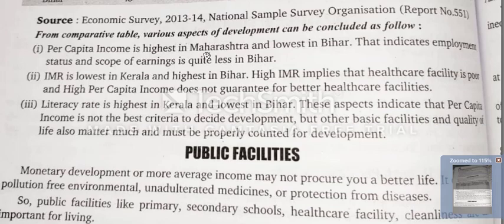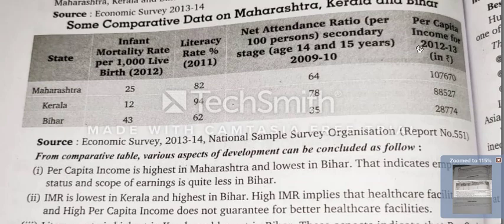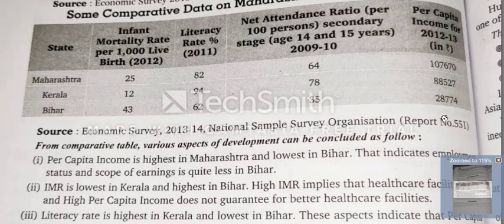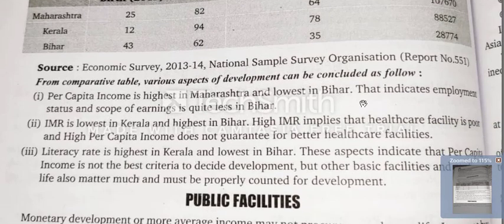Per capita income is highest in Maharashtra and lowest in Bihar. Here you will see per capita income in Maharashtra is highest, 1 lakh 7,670, while in Bihar it is 28,774. Clear? That indicates employment status and scope of earning is quite less in Bihar. Here you will see the source of income is less in Bihar, but in Maharashtra they have the highest.